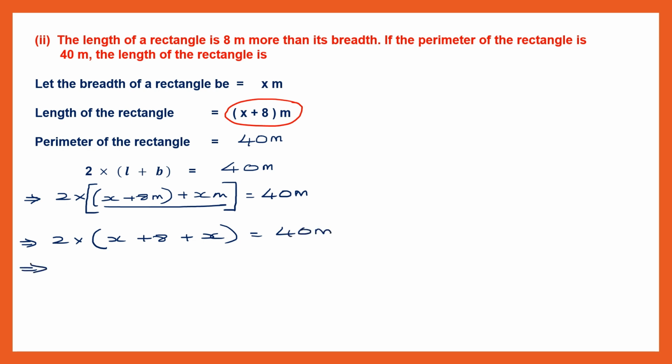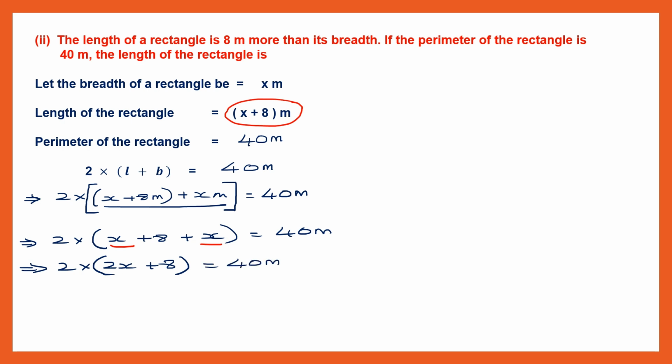So now let's simplify what's inside. Inside we have x plus x, that makes it 2x, 2x plus 8. So 2 into (2x plus 8). This is what we have here. So here we're going to solve this equation because this is equal to 40 meters.